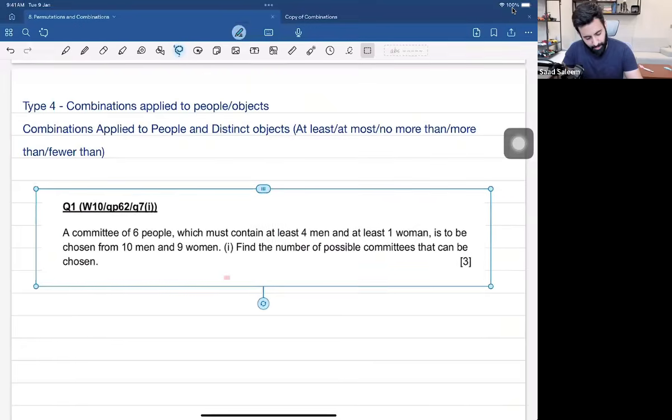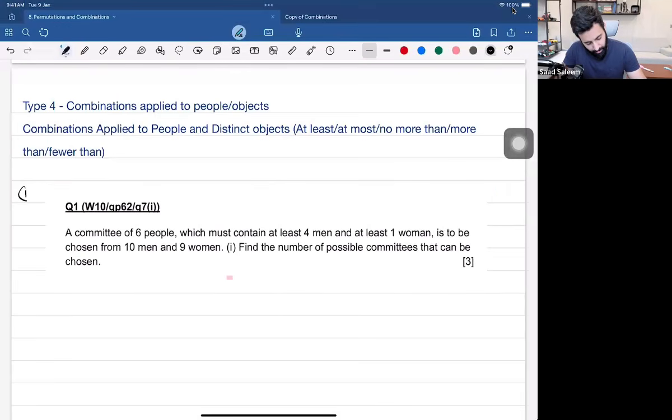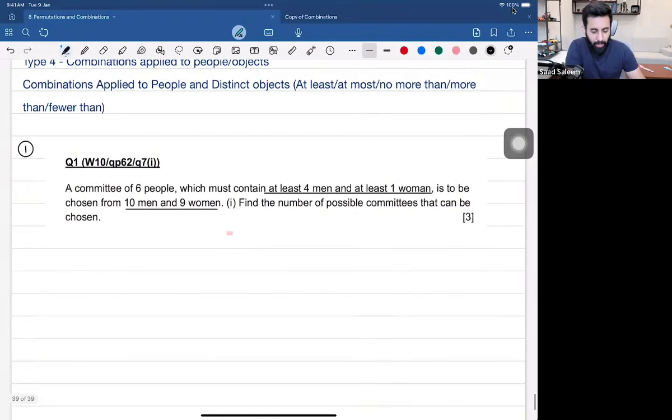So here's a question from past papers, which we're going to solve. Let's see what this says. A committee of 6 people, which must contain at least 4 men and at least one woman, is to be chosen from 10 men and 9 women. Find the number of possible committees that can be chosen. So the condition here is that there's got to be at least 4 men, and there's got to be at least 1 woman. Now what we have to do is come up with different possible ways that we can meet this condition. Here's how you should approach this question.